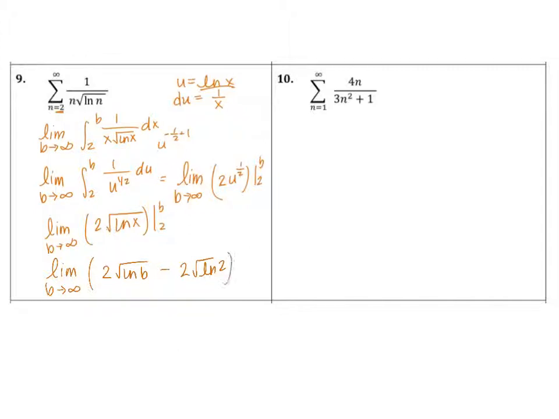And so this part here, as b approaches infinity, is going to grow without bound. Whether or not we subtract 2 times the square root of natural log of 2, it doesn't matter. So this is going toward infinity, so this will diverge.